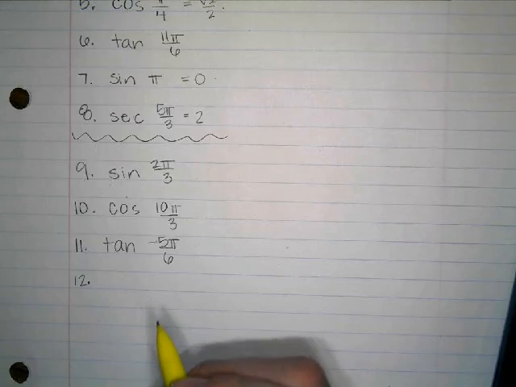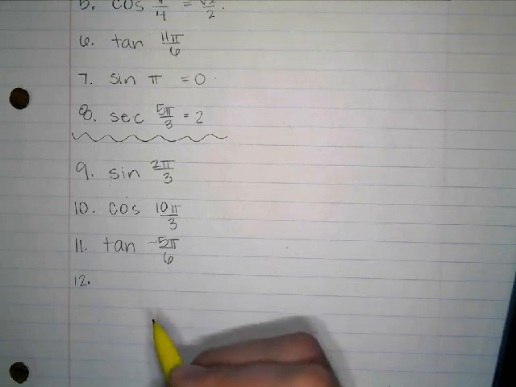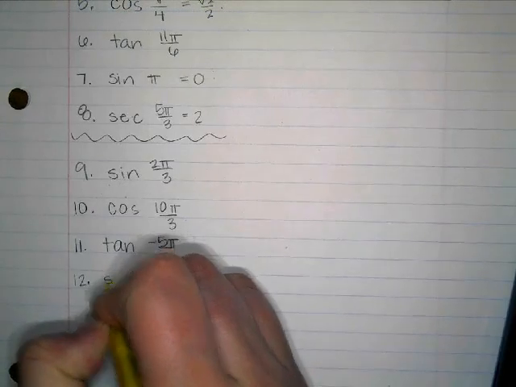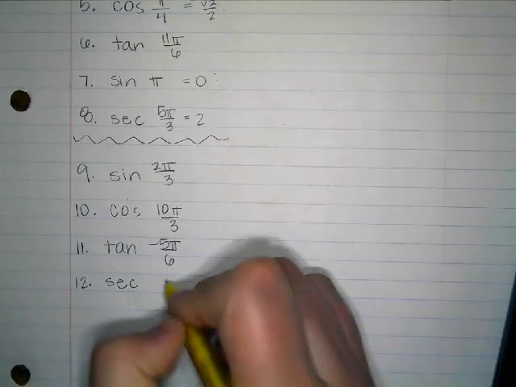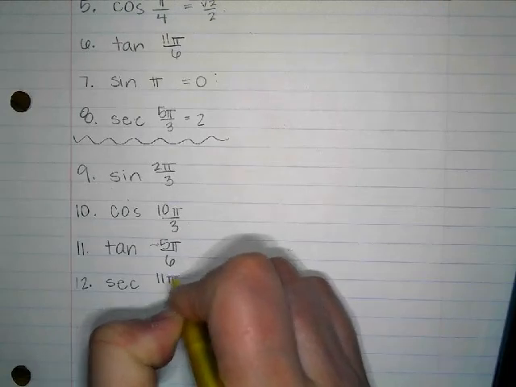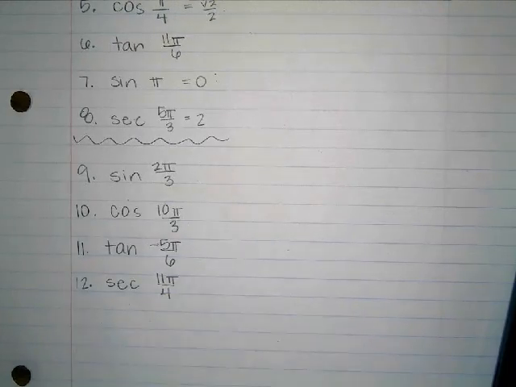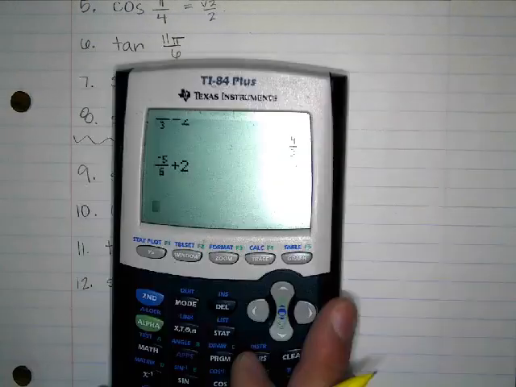All right, the next one is secant 11 pi fourths. When I put it in the calculator, you don't put the pi because it'll mess up. It'll make it a weird decimal.